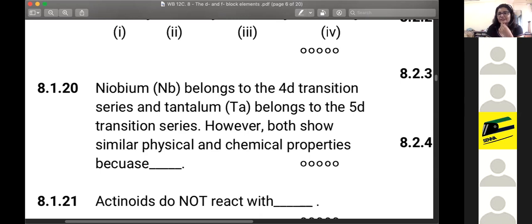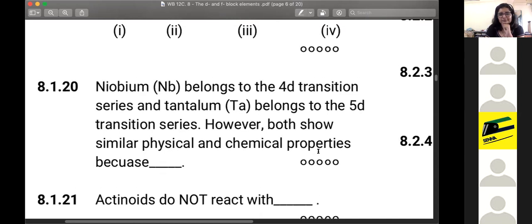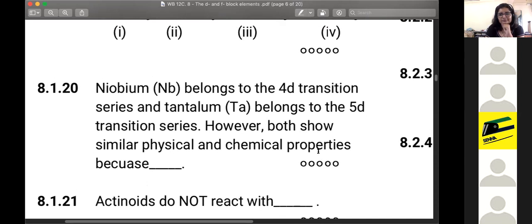Siddharth, I haven't gotten answers from you also in a while. Yeah, Jasmine, correct. Jasleen is also correct. So that similarity in size is because of lanthanide contraction. So before the 5D series, these two words: lanthanide contraction.